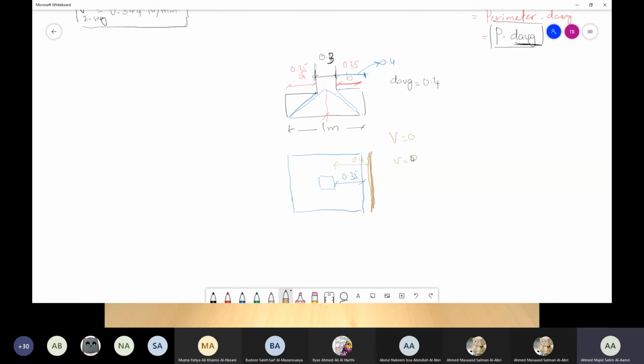One-way shear starts after a distance of d. Now distance of d is 0.4. I have only 0.35. Is it inside the foundation or outside the foundation? If it's inside the foundation, there will be a portion to be taken up. If it's outside the foundation, there will not be any portion to be taken up. If there is no portion to be taken up, of course, there will not be any force. If there is no force, it means that the shear stress is equal to 0.